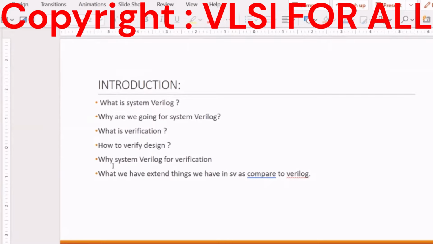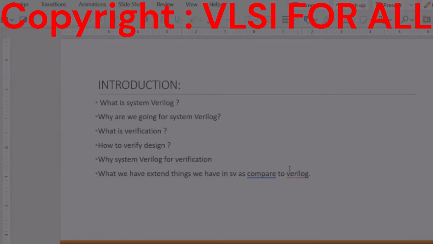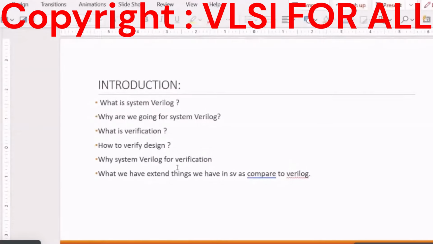How do we verify the design? Multiple things are there. In SystemVerilog we have the randomization concept, where we give random inputs to our design to check whether we are able to verify it. As I told you, SystemVerilog is an extension of Verilog. We have multiple data types, SystemVerilog is dynamic also, and SystemVerilog provides us coverage and assertions. So that's why we are going for SystemVerilog.